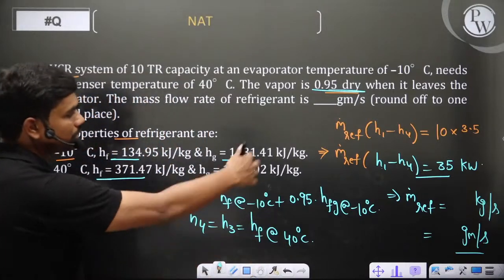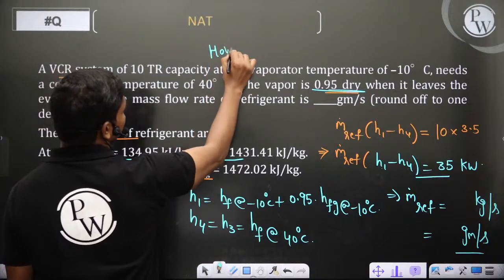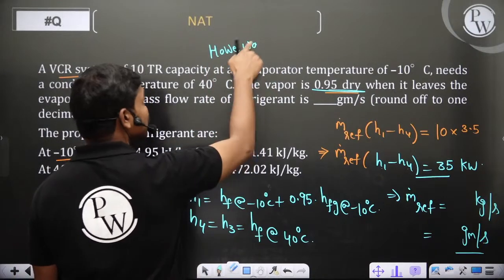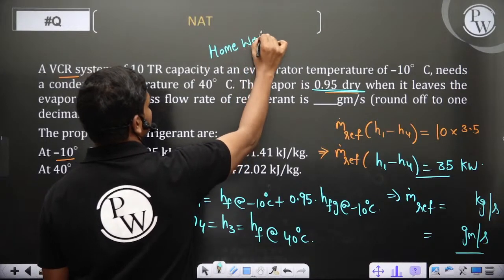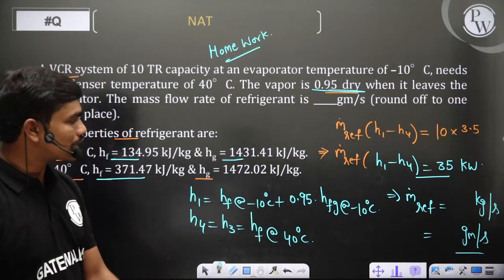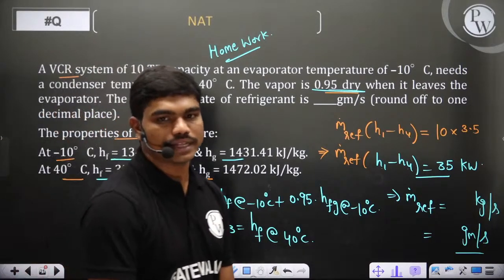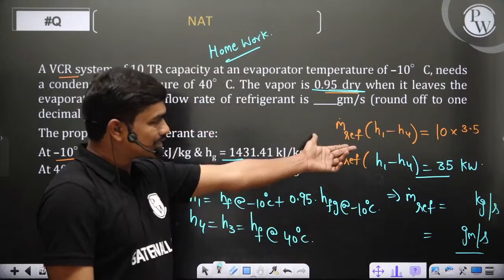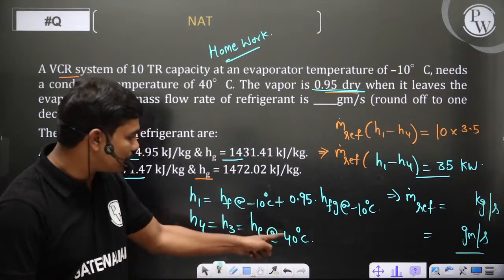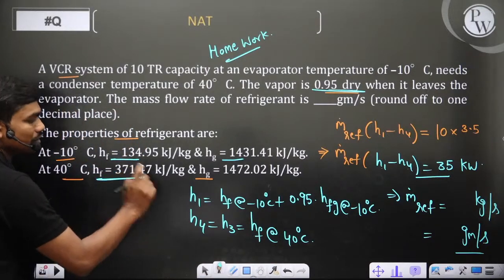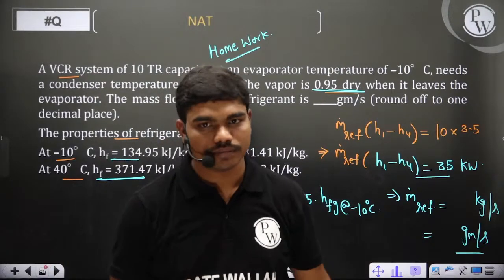Clear? So anyway, just work out these values and tell me the answer tomorrow. So this is like homework. Of course, I have given you some hint. Okay, so please do this calculation. 35 is coming, 35 grams per second maybe, I don't know, but this is the idea. So this is the total refrigeration effect. H4 can be taken as H3, which is HF at 40 degrees Celsius, for which you have the value 371.47. Just substitute here and you will get the mass flow rate of the refrigerant flowing in the circuit.